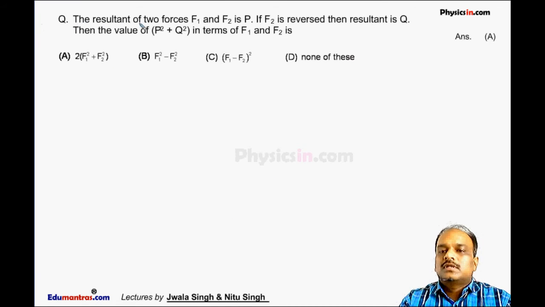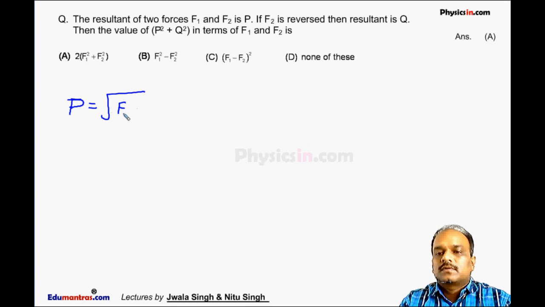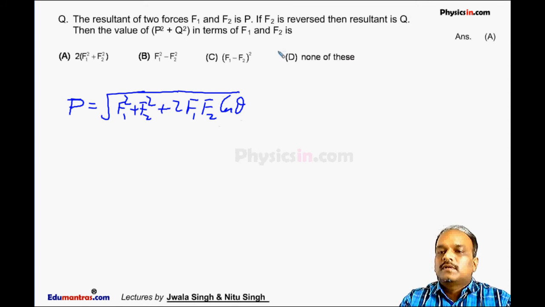The question is the resultant of two forces F1 and F2. Suppose the resultant of these two is P, which is equal to root over F1 square plus F2 square plus 2 F1 F2 cos theta. If F2 is reversed, the resultant is Q. Means when we reverse F2, we get Q.